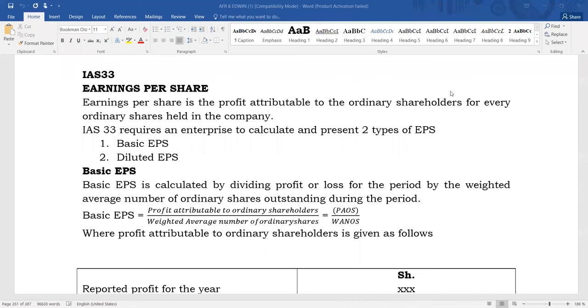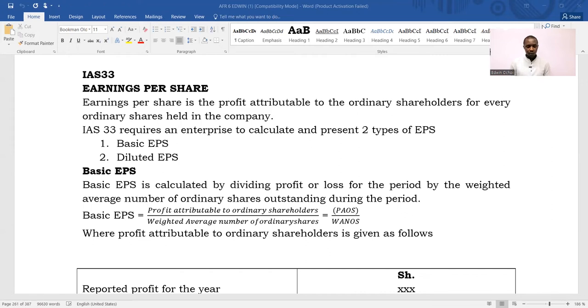So we always say that the earnings per share is the profit attributable to ordinary shareholders for every ordinary share held in the company. So the profit, which is attributable to who? To the ordinary shareholders, for every ordinary share held in the company. Today, you are a shareholder in Safaricom. You are a shareholder in any company. You need to earn something in return from the shares you own. So how does the company compute for that?